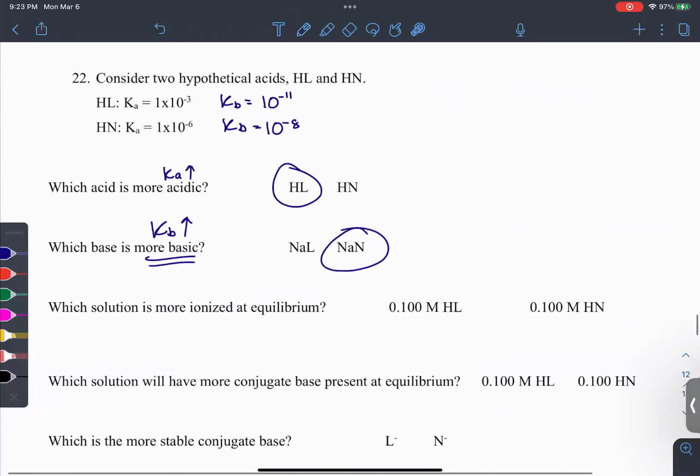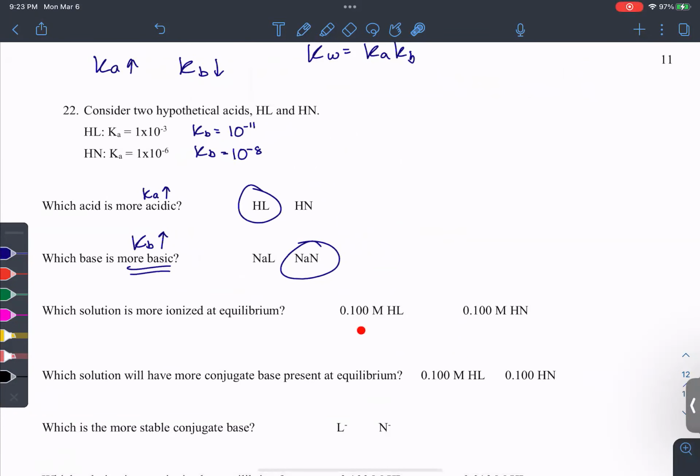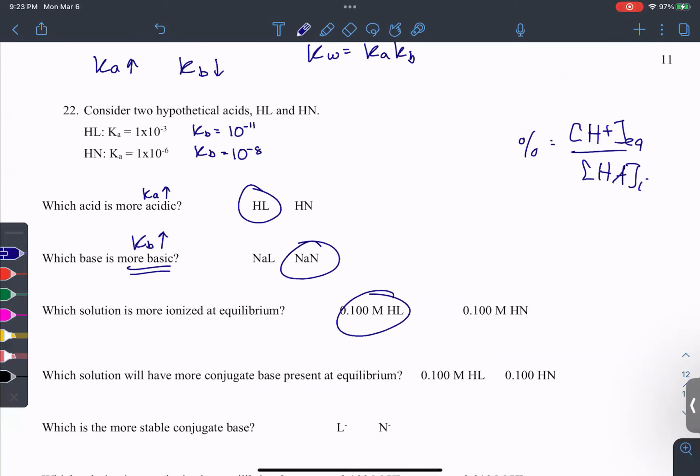Which solution is more ionized at equilibrium, the 0.1 molarity HL or 0.1 molarity HN? HL, yes. Because percent ionization is H plus at equilibrium over initial HA. So essentially this question is asking which one is more acidic, which one has more H plus at equilibrium, because the initial concentrations are the same. We know that this ratio differs based upon the Ka value.